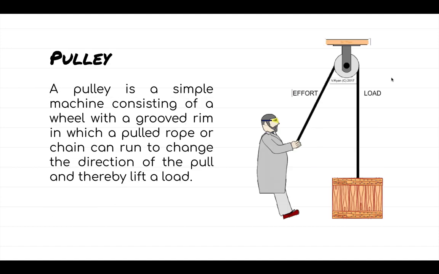So today we're going to look at a different mechanism, and that's a pulley. A pulley is a simple machine consisting of a wheel. So there's a wheel up here with a grooved rim in which a rope goes around it, and by grooved it means a rope can sit in it, that can change the direction of the pull and therefore lift a load.